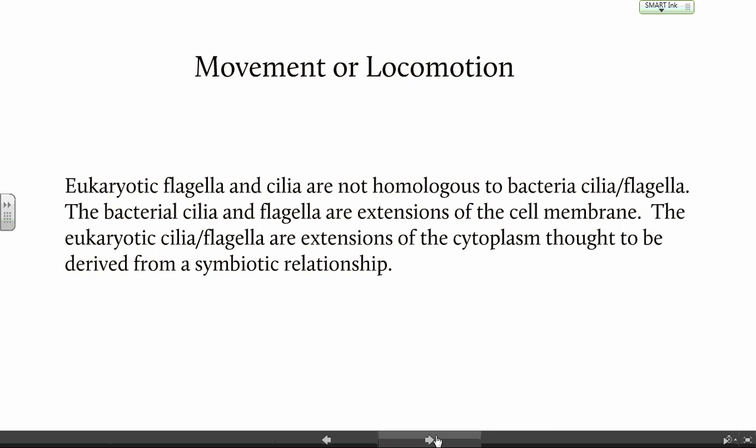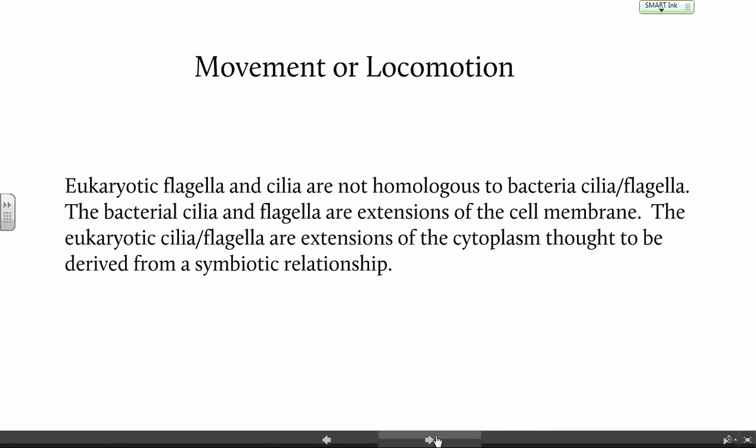Remember that the flagella and the cilia in eukaryotes, we talked about how they're all basically made the same way. What did we call that arrangement of cilia and flagella? We talked about it in class. The layout is called a 9+2 array. All the eukaryotic cilia and flagella are made of 9 pairs of microtubules on the outside, 2 in the middle. And it's the same throughout all eukaryotes.